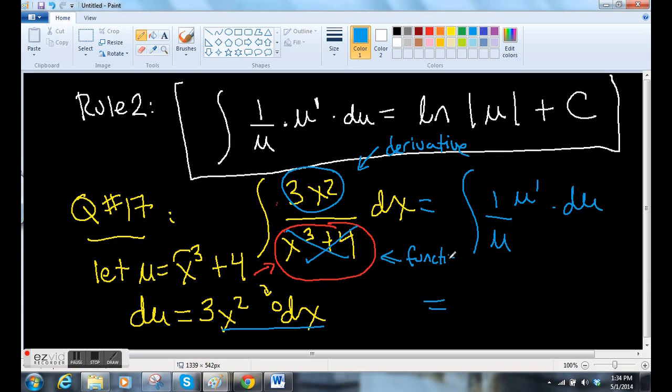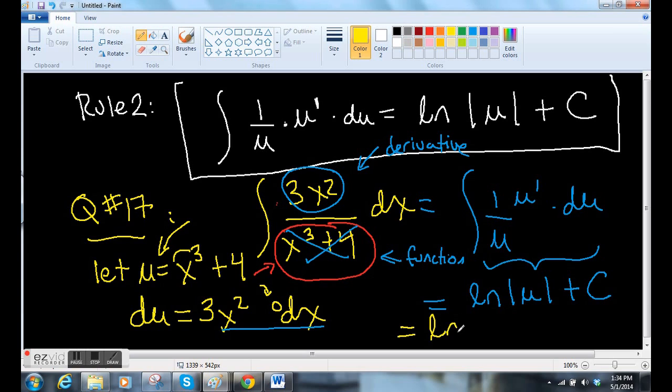So you want derivative divided by function, then you can just use this natural log answer. So you think, I know the answer is natural log absolute value of u plus a constant. But you're not done yet, because you remember, because I told you that you have to substitute u back in. So your final answer is natural log absolute value x cubed plus 4 plus a constant.